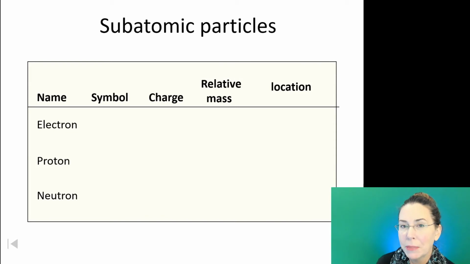So let's take a moment and fill into our notes the symbol, the charge, the relative mass, and the locations of each of these subatomic particles. I'll give you a moment to do that.